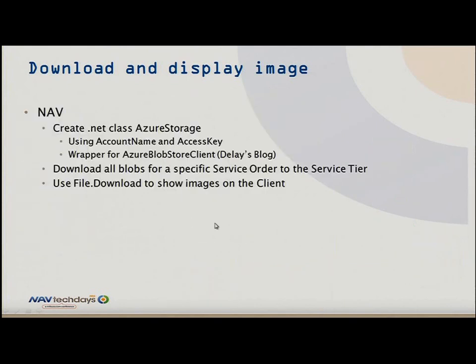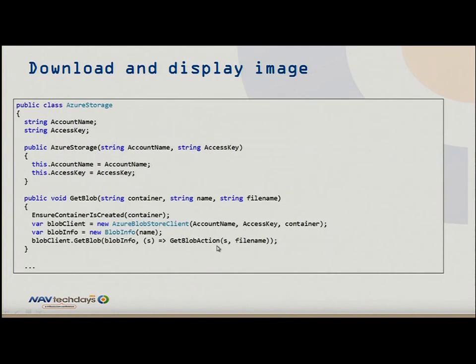The code used for downloading the image utilizes an Azure Storage class that wraps the blob client from Delays blog. I found out that there is actually a library in .NET for doing this. I don't need to write my own at all. So I'll update that at some point, just using the standard .NET way to do that.